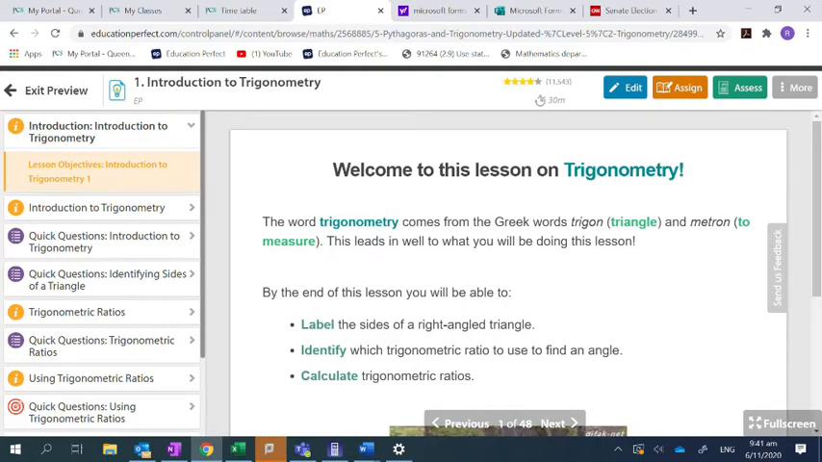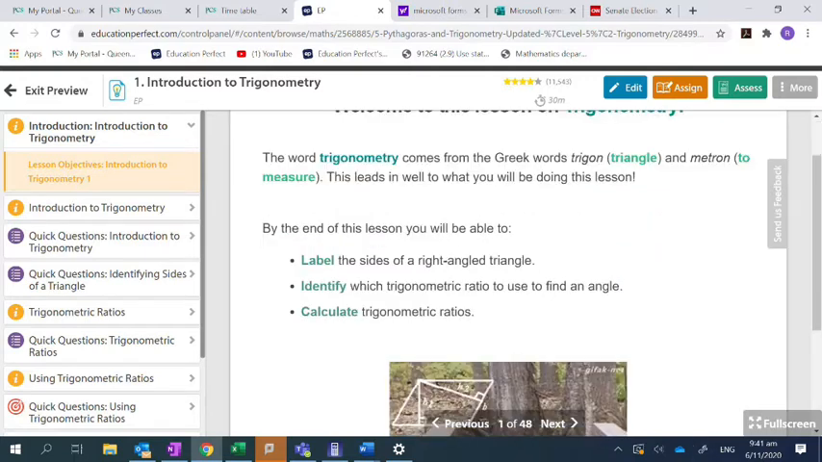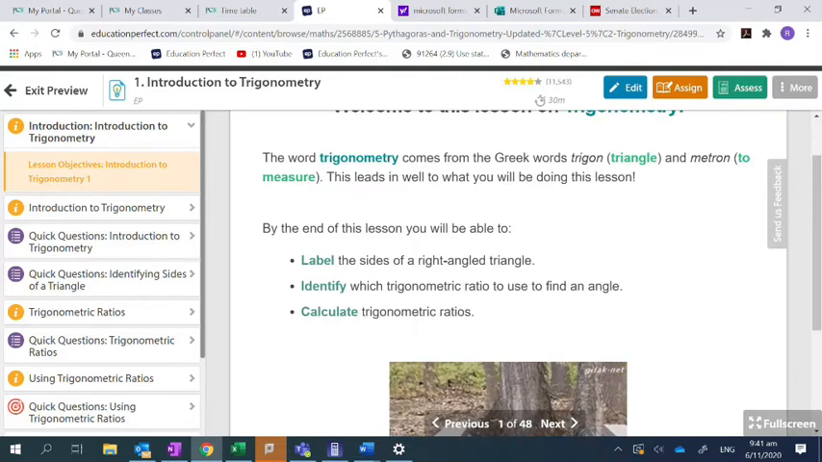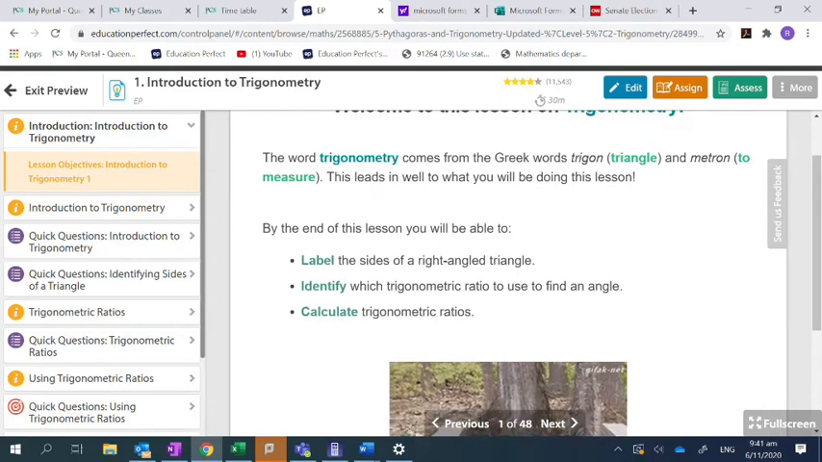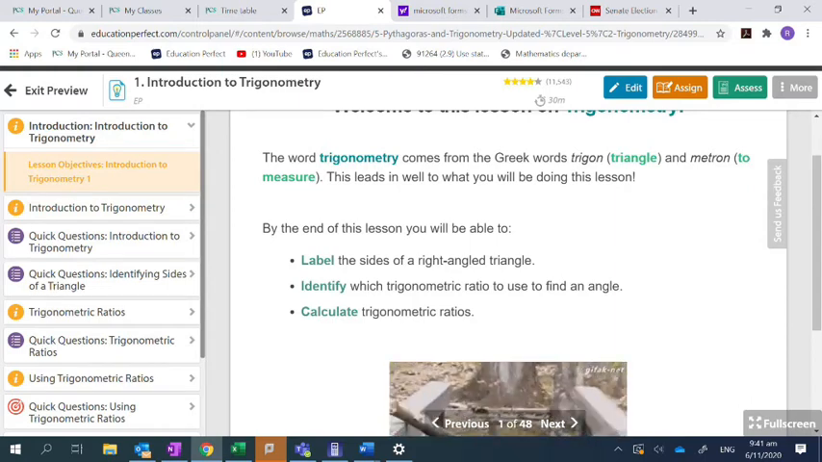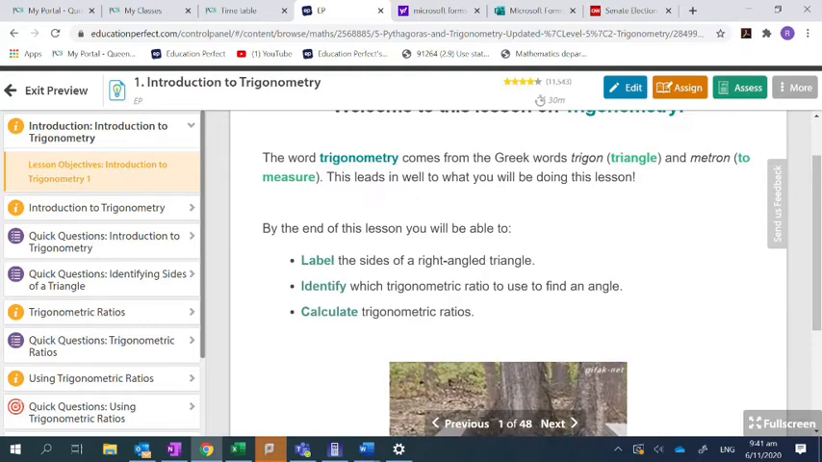Okay, here we go. So remember, we talked about trigonometry. Trigonometry is just geometry with triangles. Literally, the word comes from the Greek. By the end of this lesson, you're going to be able to label the sides of a right-angled triangle, right? You're going to be able to identify which trig ratio you need to use in order to find a particular angle, because it's different depending on the information they give you. And then you're going to be able to calculate those trigonometric ratios.